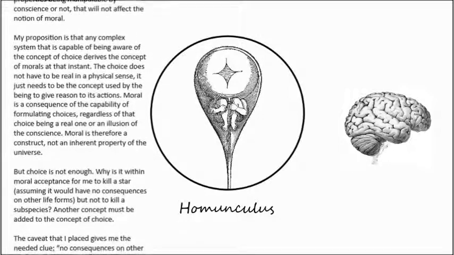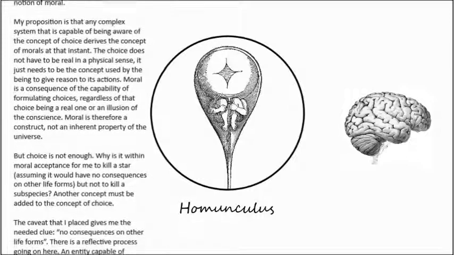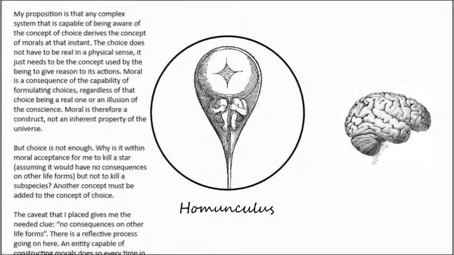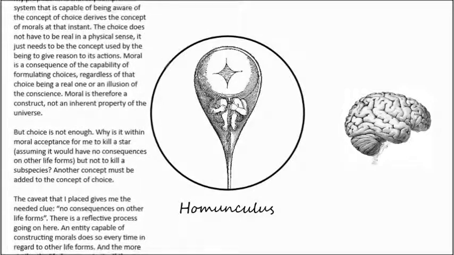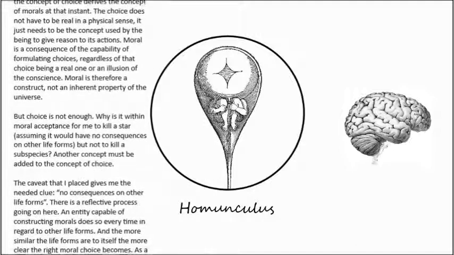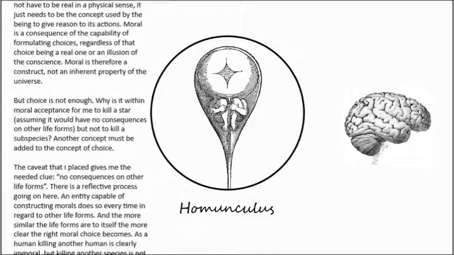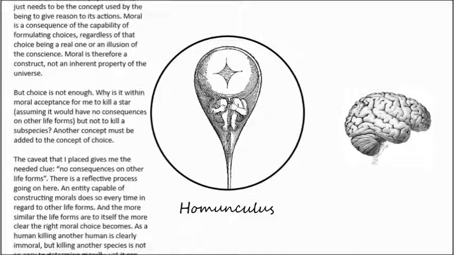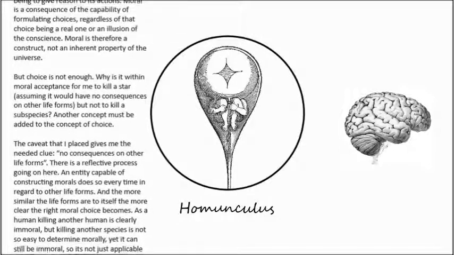But choice is not enough. Why is it within moral acceptance for me to kill a star, assuming it would have no consequences on other life forms, but not to kill a subspecies? Another concept must be added to the concept of choice. The caveat that I placed gives me the needed clue: no consequences on other life forms.